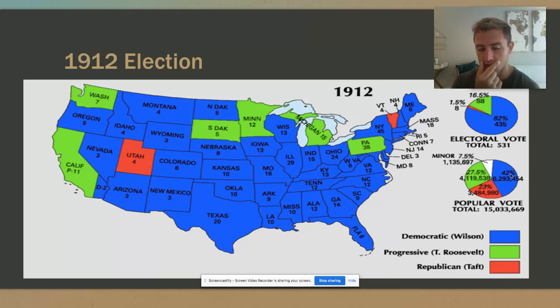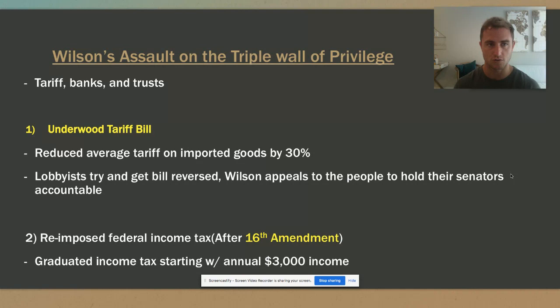And so he is going to look, as president in his first term, to sign off on some laws that are going to try to bring more progressives into his camp. He knows he got lucky in this election, and if he's going to be elected again in 1916, he's got to make some political changes. When Wilson comes into the White House, he's looking to attack what he calls his triple wall of privilege. He's going to pass a new tariff that lowers the tariff from those high Republican tariffs. That's called the Underwood Tariff Bill.